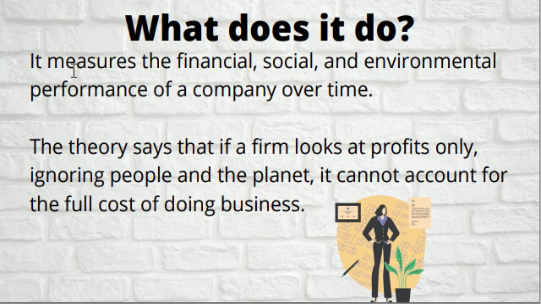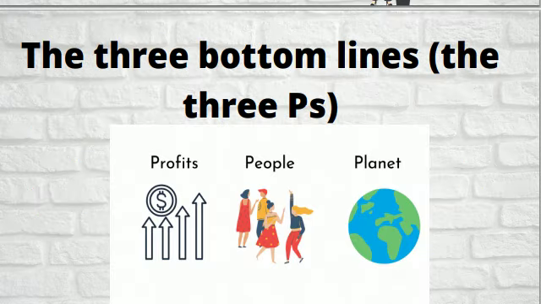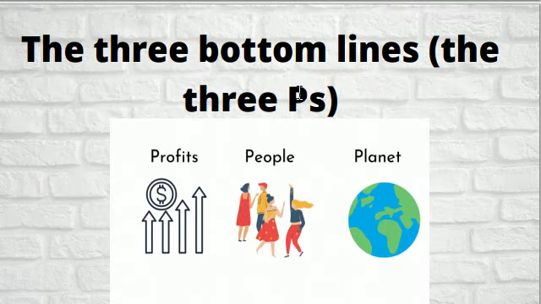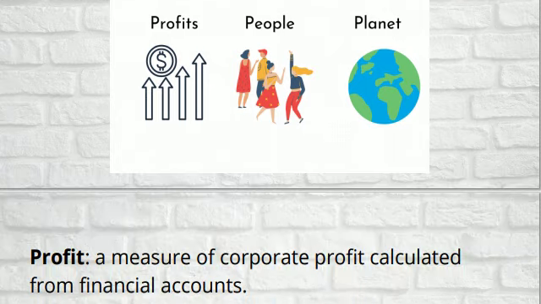And what does triple bottom line do? So it measures the financial, social, and environmental performance of a company over time. It says that if a firm looks at profits only and it ignores people and the planet, it cannot account for the full cost of doing business. And the three bottom lines, that is the three P's, as we said, are profits, people, and planet. Now let us learn about each in detail.